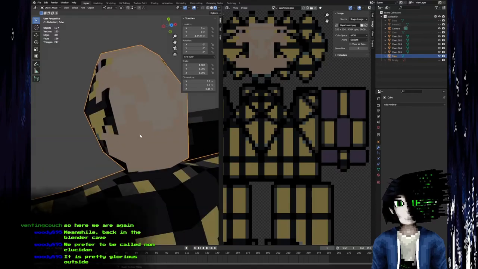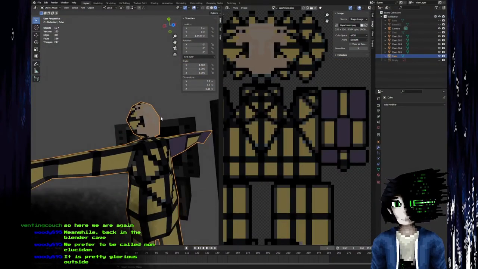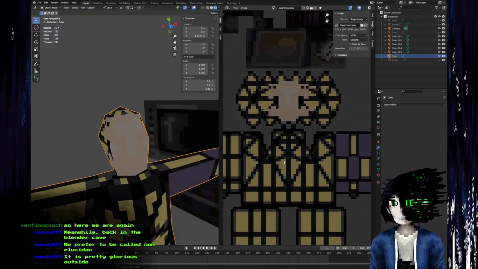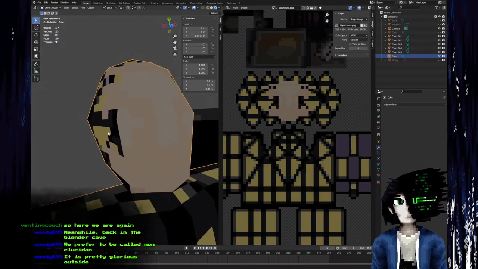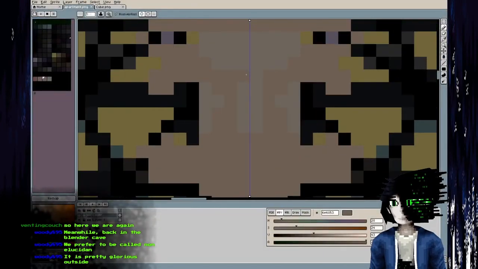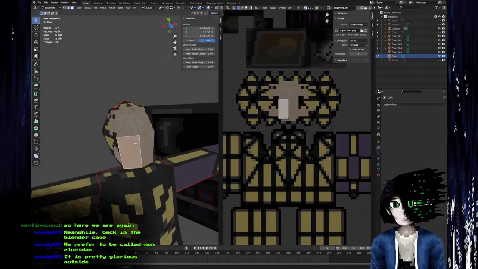Okay, oh wow, that nose is gigantic. Sorry, Wario. I might end up adjusting the UV islands on the face just to get a few more pixels so I can actually have a nose. Yeah, I'm going to do that.